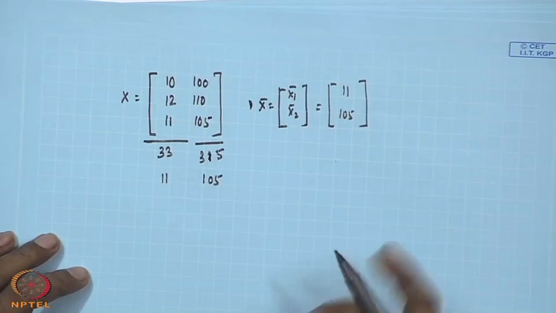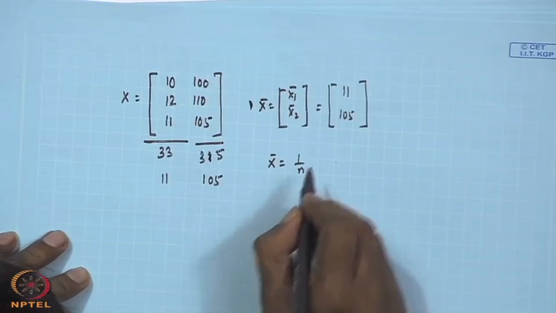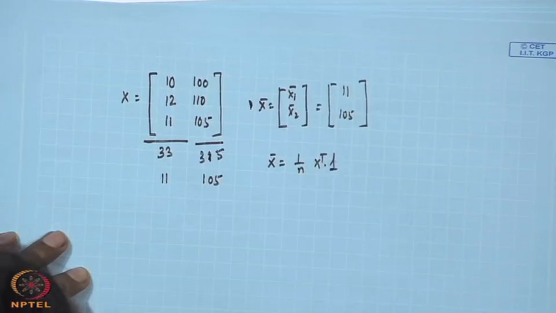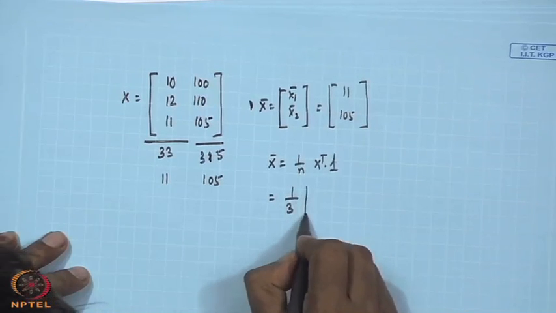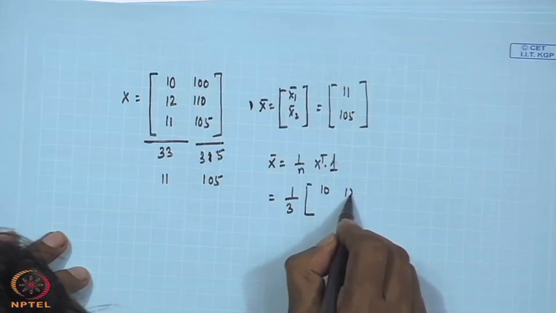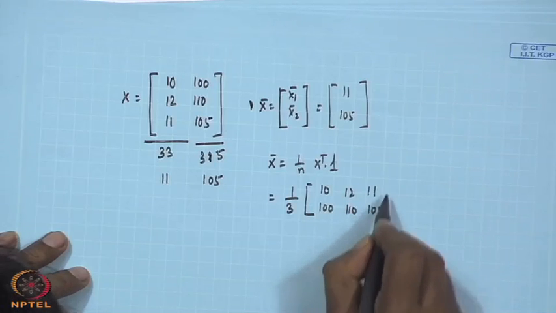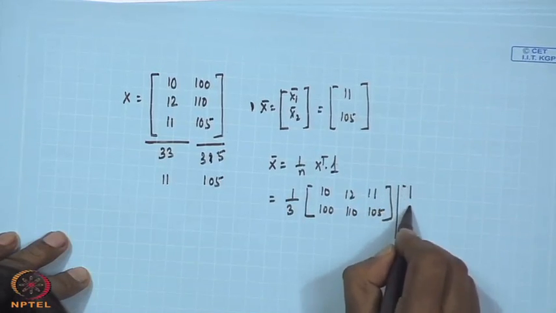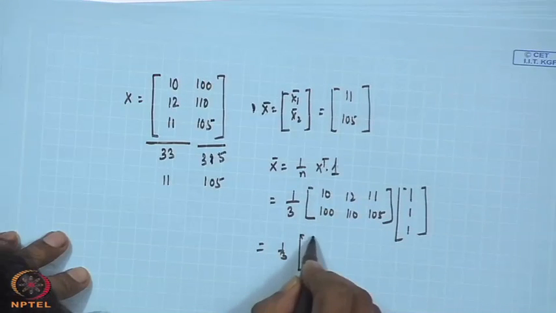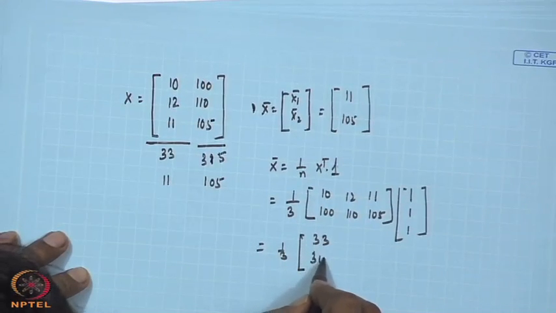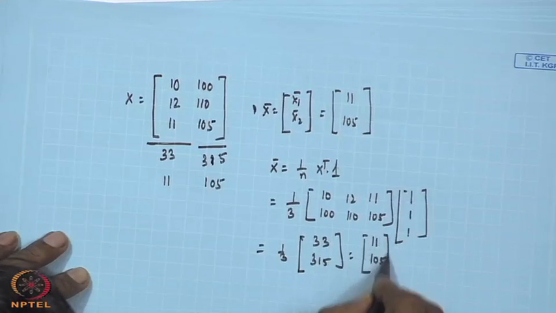but I am saying that you use this formulation, that x bar equal to 1 by n X transpose 1. If you do like this, 1 by 3 X transpose will be 10, 12, 11, 100, 110, 105 and then 1, 1, 1, this is nothing but 1 by 3 into 33, 315, which is your same thing, 11 and 105.